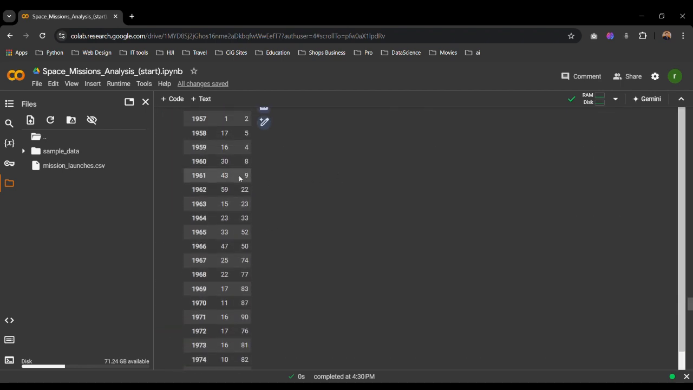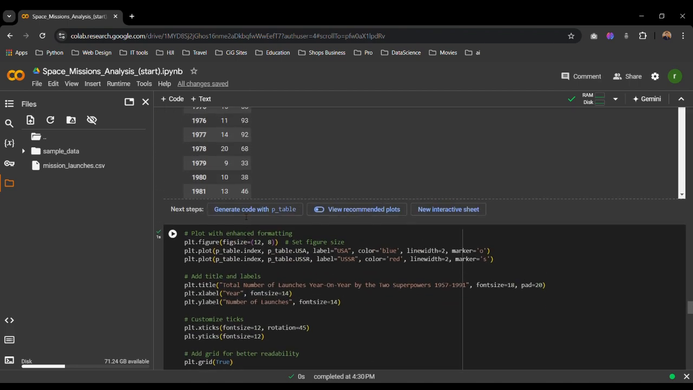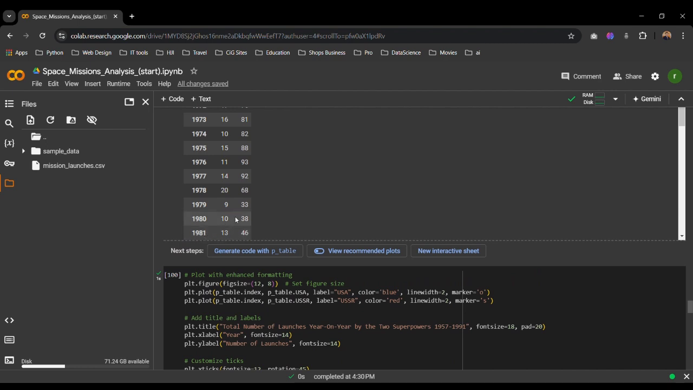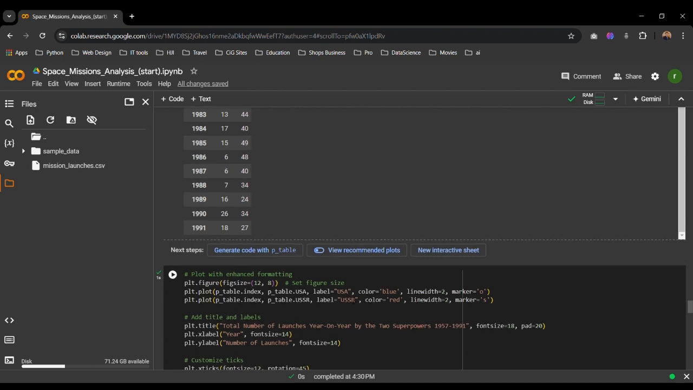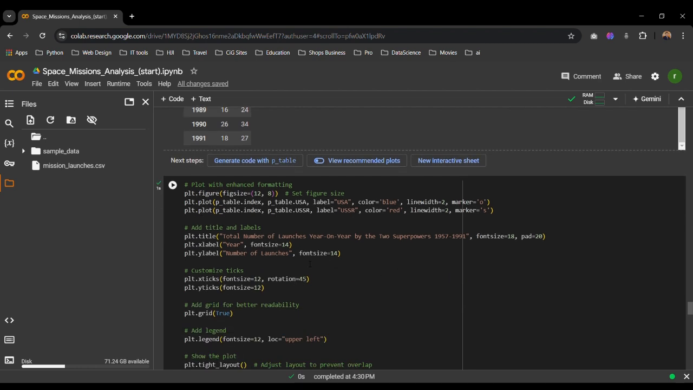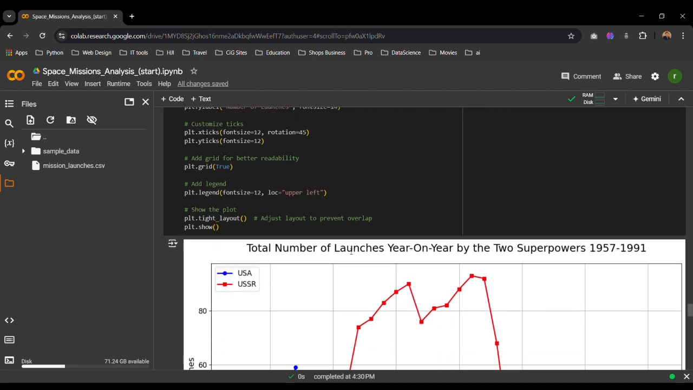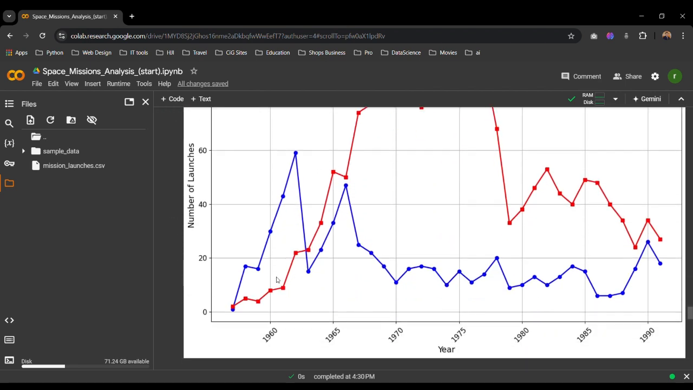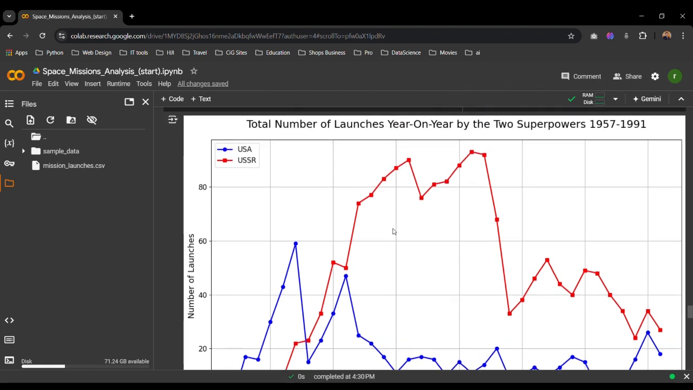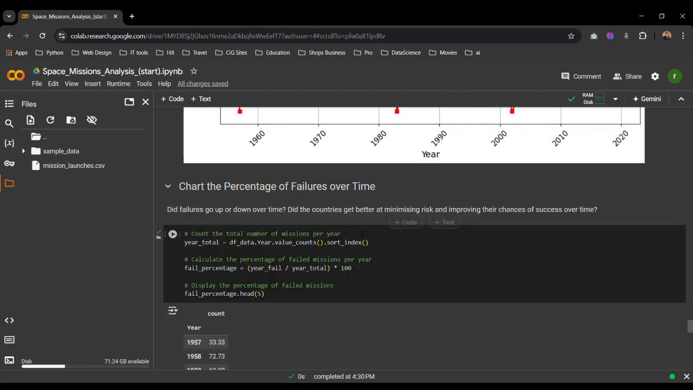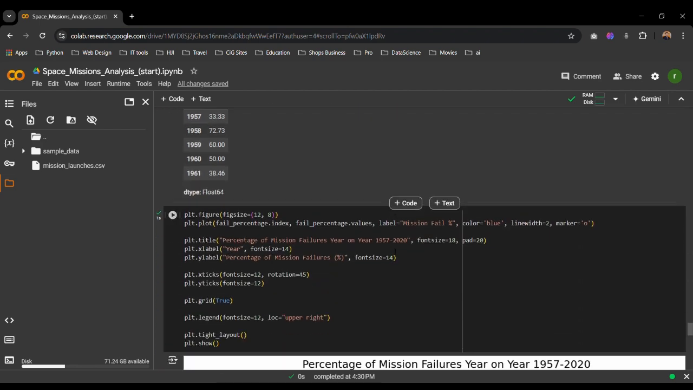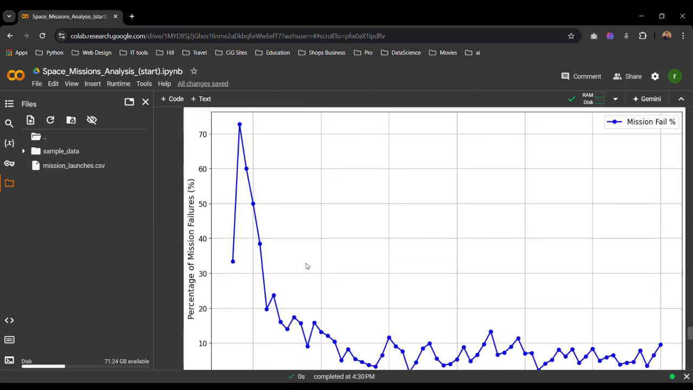So the result, guys, is this. Okay, the data from 1957 until 1991, until the end of the Cold War. And so we plotted it, guys, using Matplotlib, and this is the result, guys. So Russia had more launches, and we chart the percentage of failures over time, and the result, guys, we converted it to percentage, and this is the result.